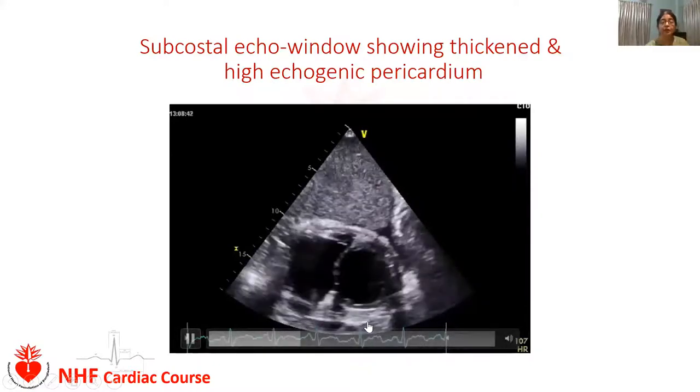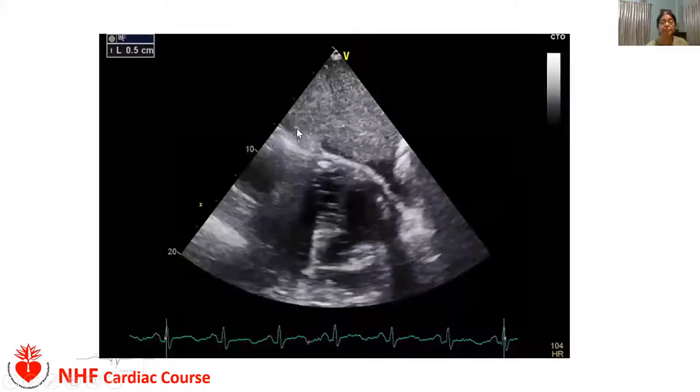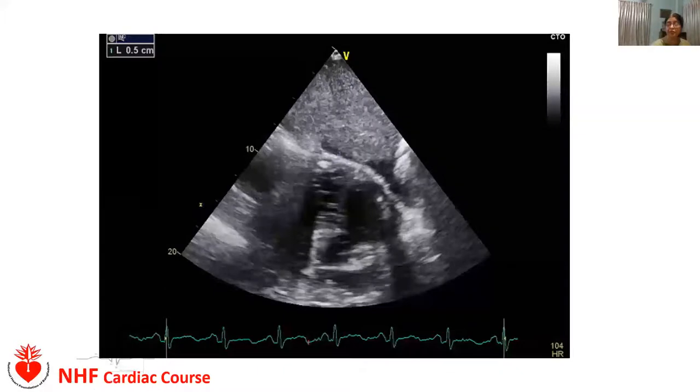When we measured the pericardial thickness, we found that it is 5 millimeter. So a 5 millimeter pericardium, and it is bright and highly echogenic. So it represents the calcific thickened pericardium of constrictive pericarditis.